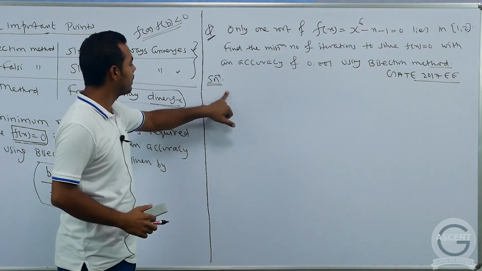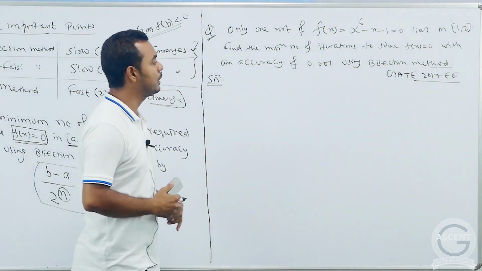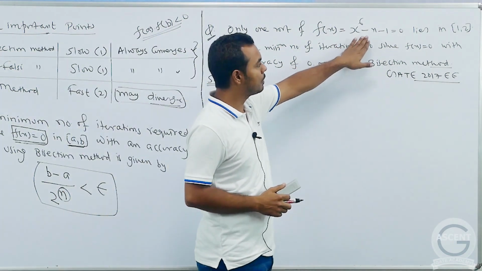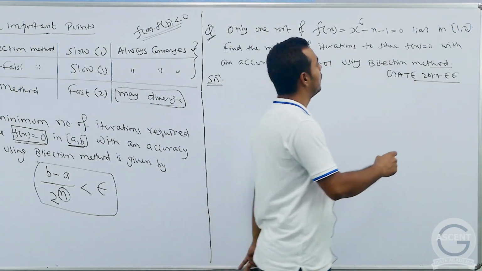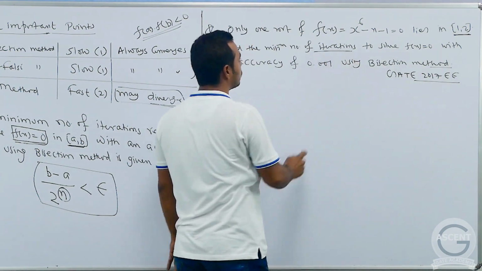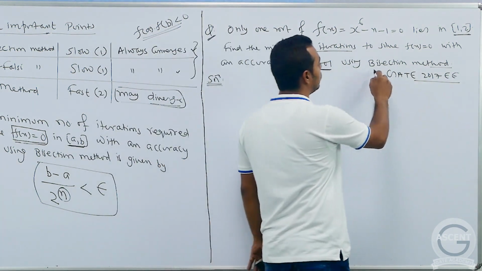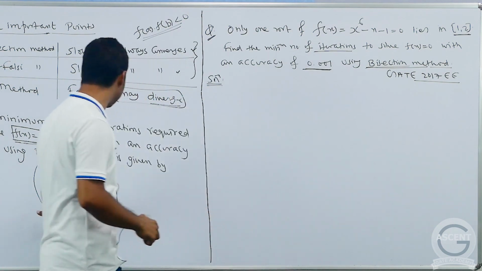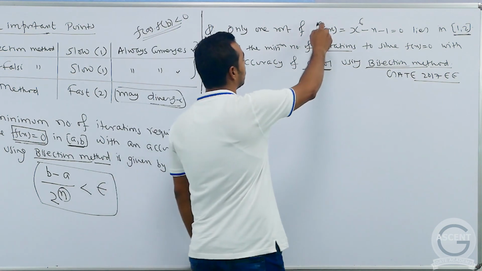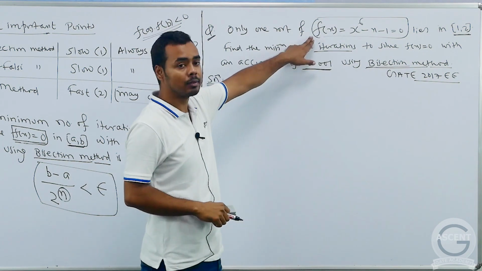So this is the next problem based on the formula that we have learned just now. This question was asked in GATE 2017 in electrical engineering. The problem is: only one root of f(x) equals 0, where f(x) is x to the power 6 minus x minus 1 equals 0, lies in the interval 1 to 2. Now the question is, find the minimum number of iterations to solve f(x) equals 0 with an accuracy of 0.001 using bisection method. Remember that this formula is for bisection method only. And this formula is independent of the function, so this expression for f(x) is not required.